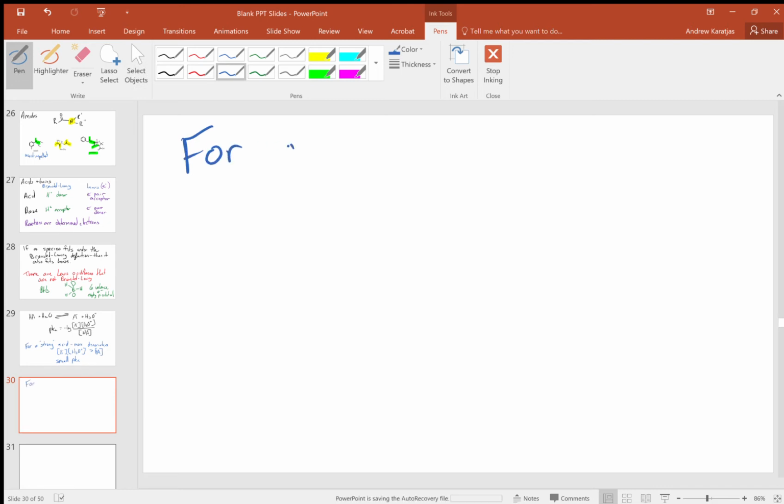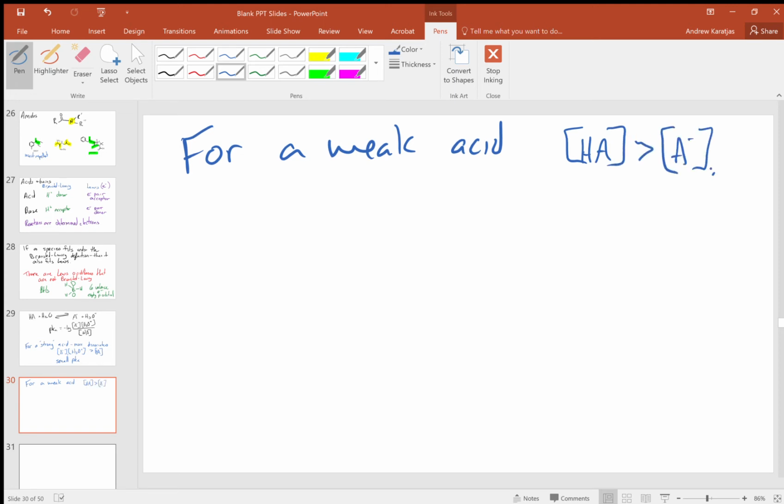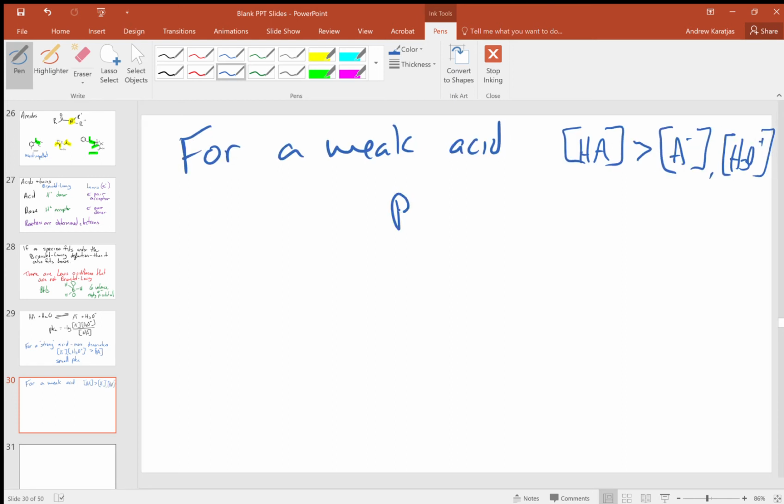For a weak acid, the opposite is true. Less of it dissociates. And so it's HA that's in higher concentration, and pKa will end up being large.